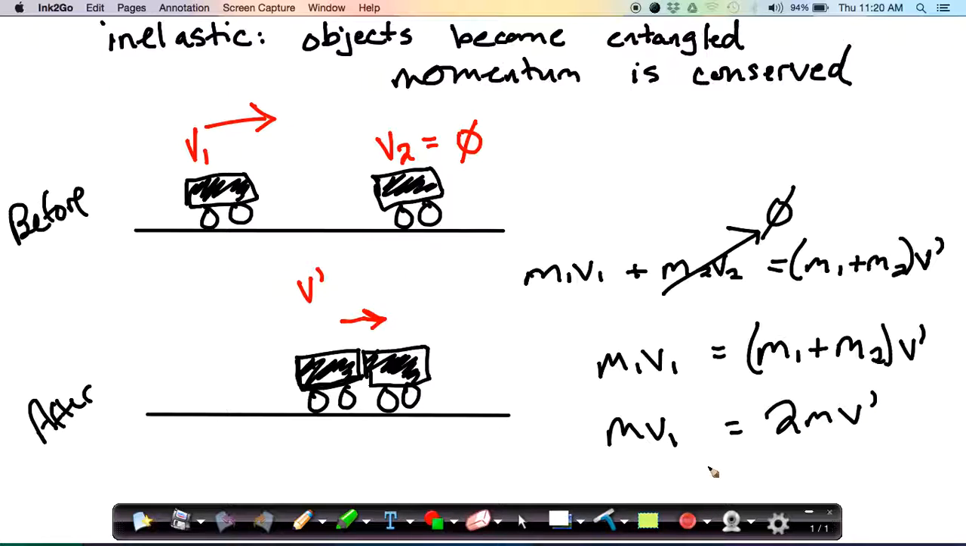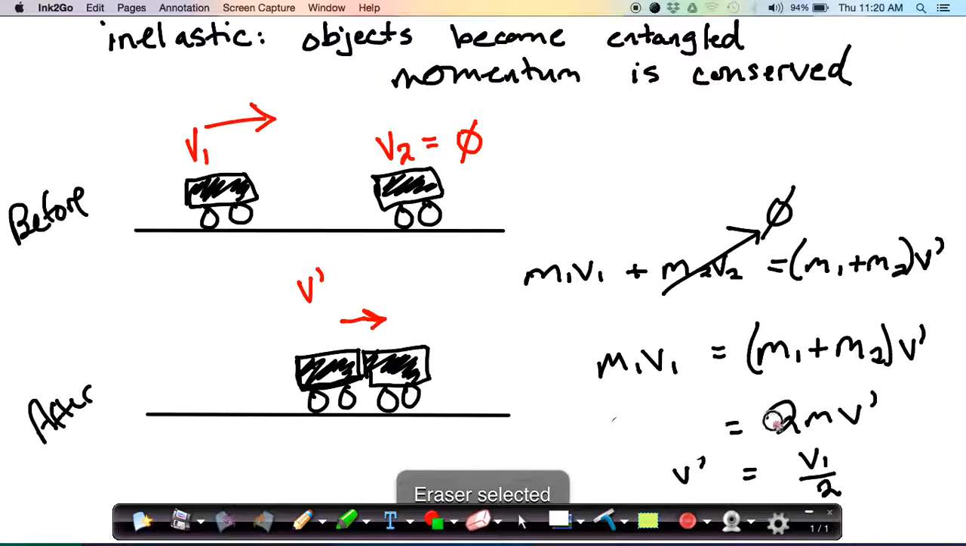And so we can find then that when we solve for v prime, it's going to be equal to m1 v1 divided by 2m. The m's cancel, so it's going to be v1 over 2. We're going to have half the speed because we've doubled the mass in the momentum expression. That's only going to work if the carts are of equal mass and the second cart is initially at rest. But that's one specific case that you might see.